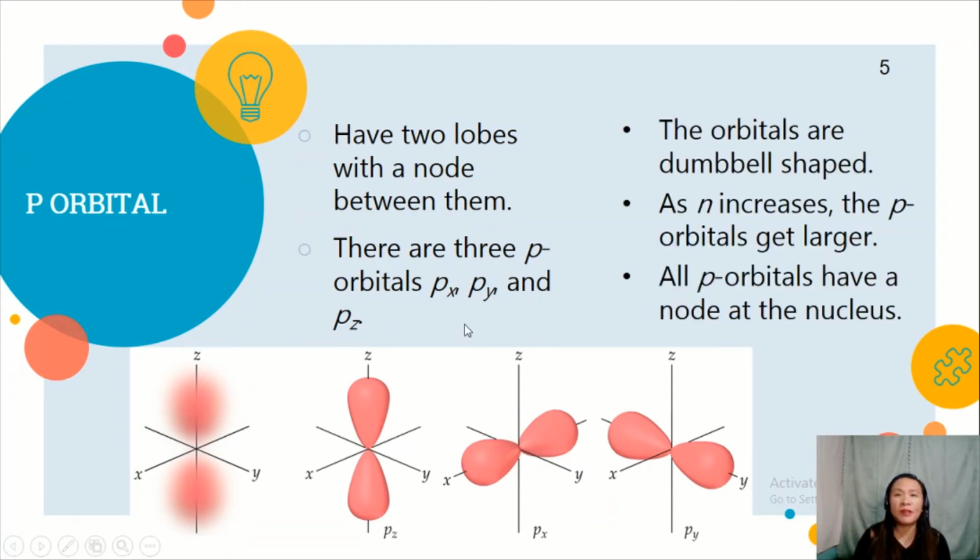Now the orbitals are dumbbell in shape. And of course, as n increases, the p orbitals also get larger. And take note that all of these orbitals, if you notice, all of them include a node in between them.